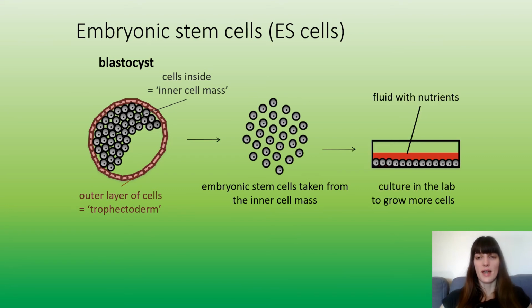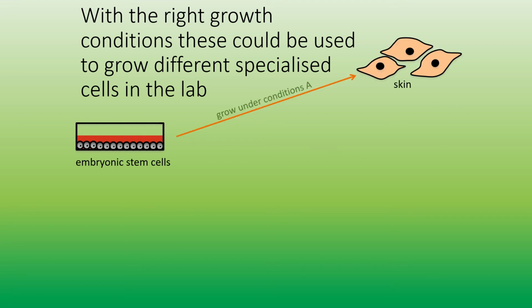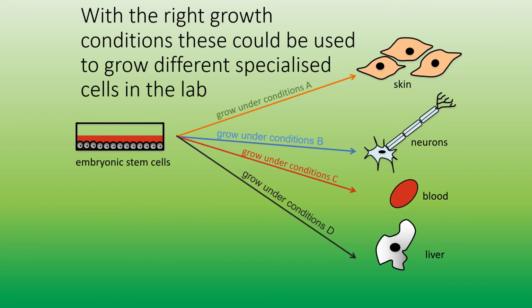So we take them from the mass and we put them in a culture in a lab with a fluid full of nutrients to grow more cells. With the right growth conditions, these could be used to grow different specialized cells in the lab. Scientists around the world are trying to understand how and why embryonic stem cells produce skin, blood, nerve, or other particular specialized cells. What controls the process so that the stem cells make the right amount of each cell type at the right time? The big challenge for scientists is to learn how to control these fascinating cells.